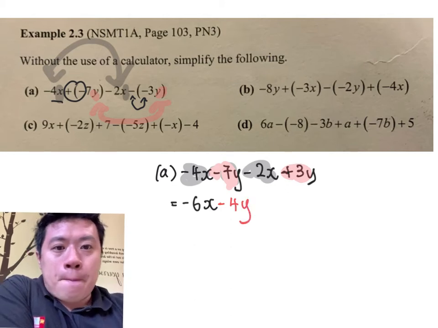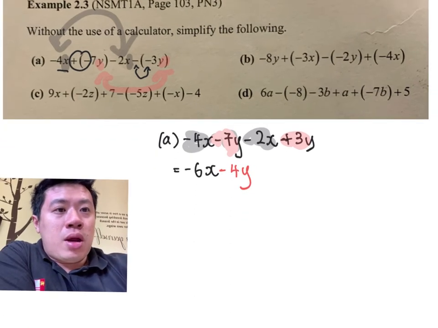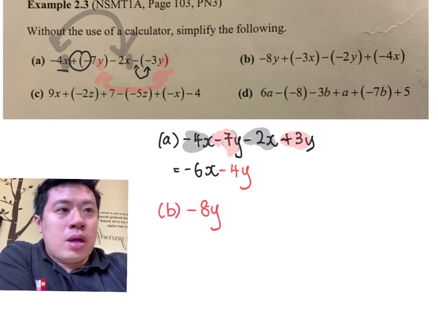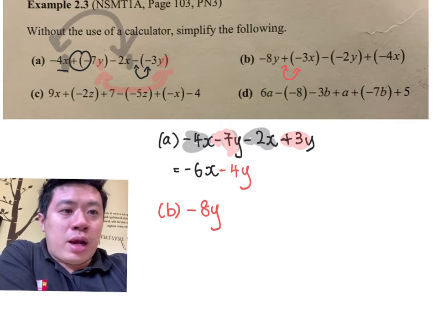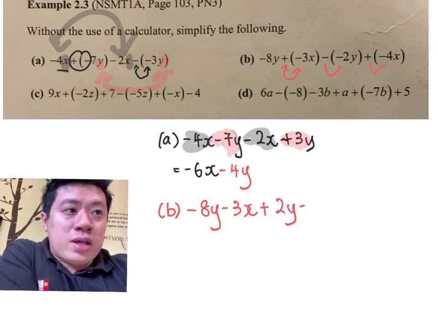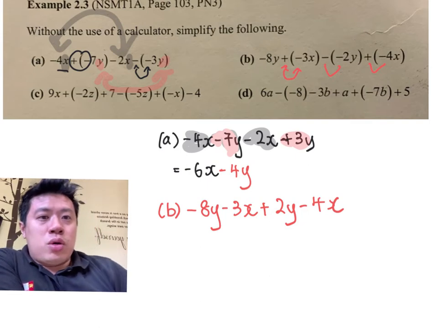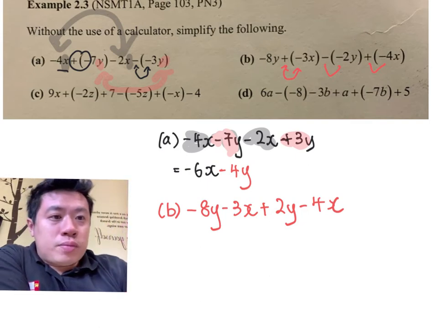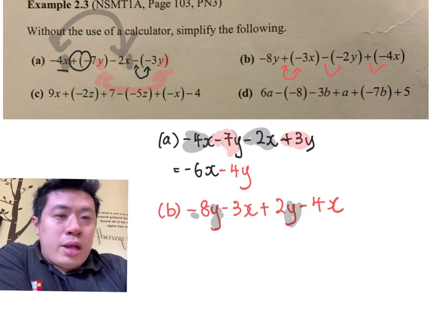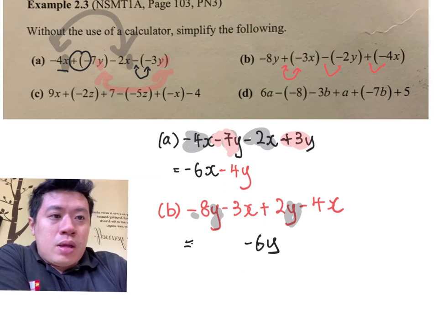For example B here, this is negative 8y. Positive and negative gives us a negative. Negative and negative gives us a positive. Positive and negative gives us a negative as well. Again from here, 8y and 2y gives us minus 6y. Negative 3x and negative 4x, minus 3 minus 4, gives us a negative 7x.